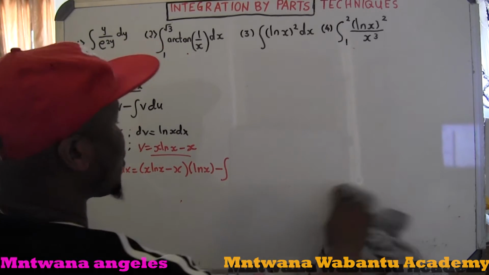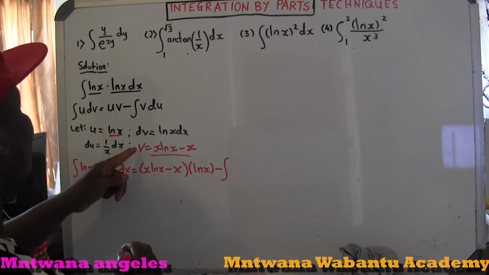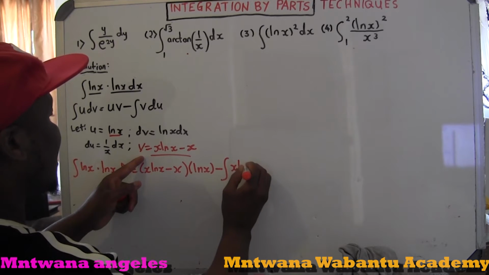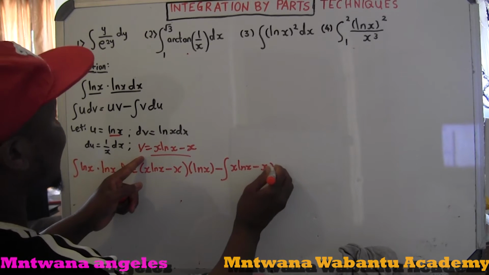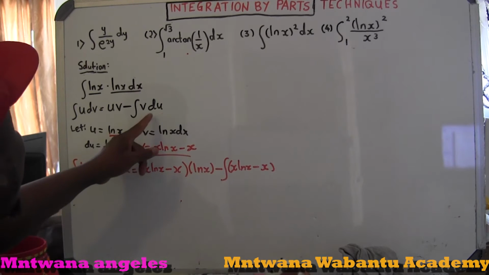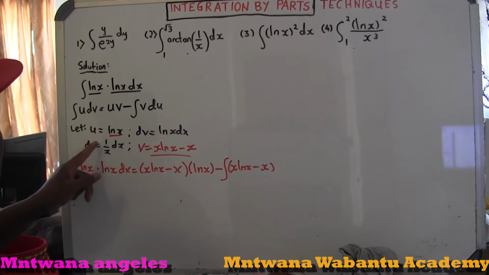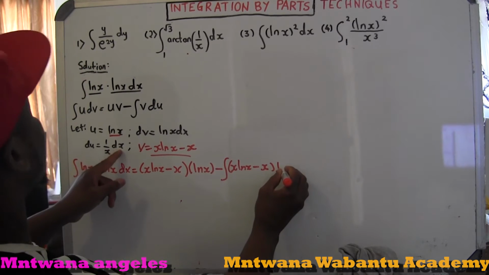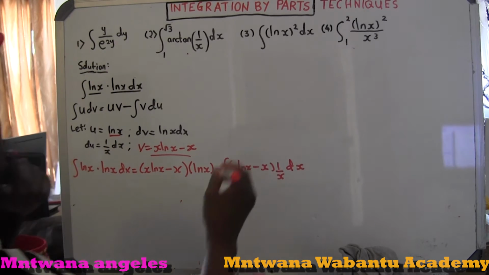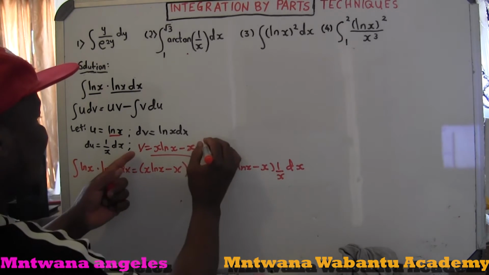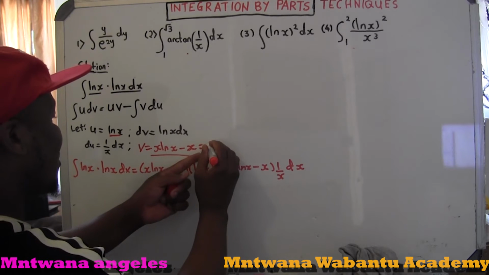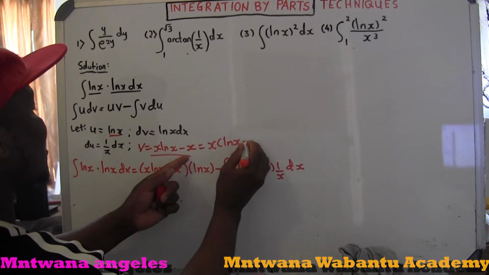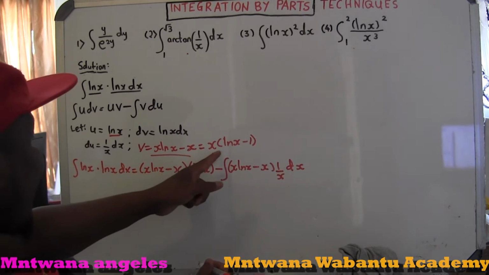But I make sure you show in the solution. So now we go v equal to x ln of x minus x times du. What is du? du is 1 over x dx. You know what I'm saying? I could put x out because it's common, and this is going to be ln of x minus 1. So x times ln of x minus 1.